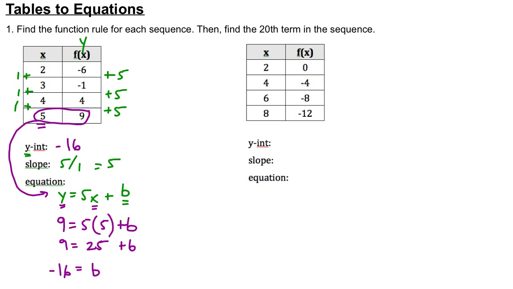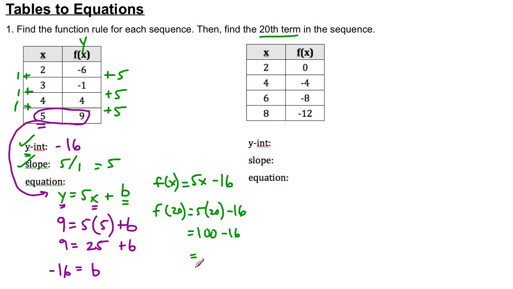Okay, and so now we can write a formal equation. We have our y-intercept, we have our slope. Let's write our equation. We say that f of x is our slope, 5x minus 16. Now this question asked us to find the 20th term. So what we want to do is take that 20 and use that as the input, and say f of 20 is going to be 5 times 20 minus 16. So that gives us 100 minus 16, and then we can reduce that. That's 84. Cool. So f of 20, the 20th term, is 84.